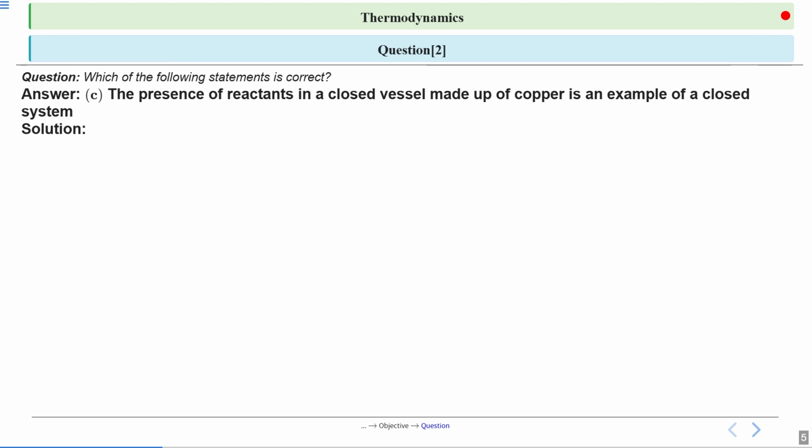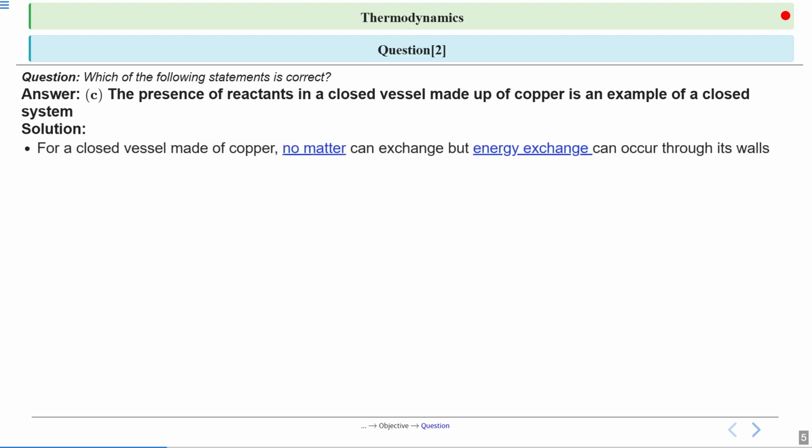So the correct statement will be that the presence of reactants, if you are taking them in a closed vessel which is made up of copper, then it would describe a closed system. You know it very well what a closed system means. There you can only exchange energy and not mass. So is it true that your copper vessel is an example of closed system? Yes. Let us see how.